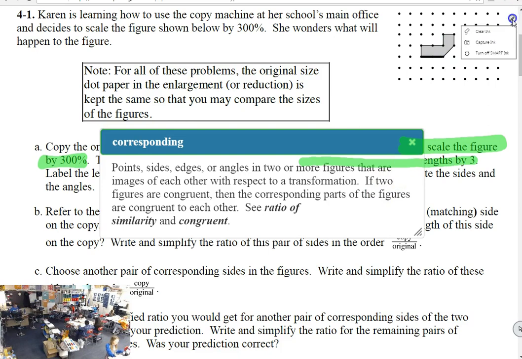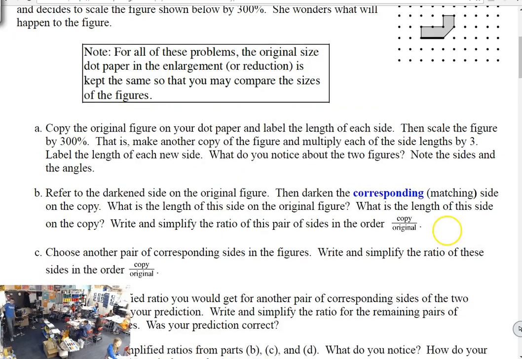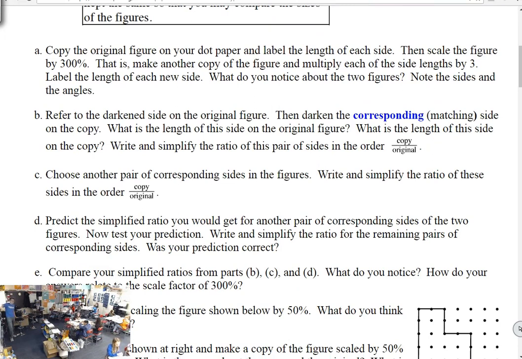So when things are corresponding, if you check out the definition up here, corresponding is points, sides, angles, any pieces that we can relate, angle to angle, side to side, things like that, that are at the same part. Right? So my bottom green and my bottom purple are corresponding. If we set up a ratio of copy to original with some of these side blanks, what are we going to get with the copied length over the original length? Or copied height over original height? Well, let's try it. So on your paper, set up some of these ratios, the copy dimension over the original.